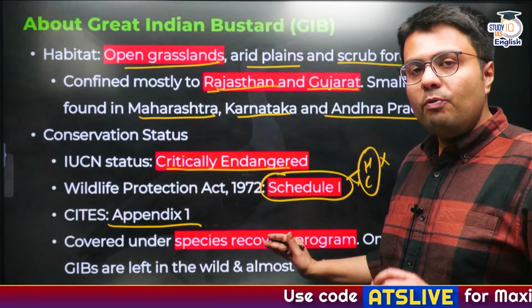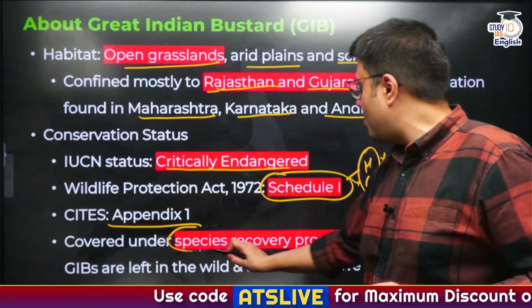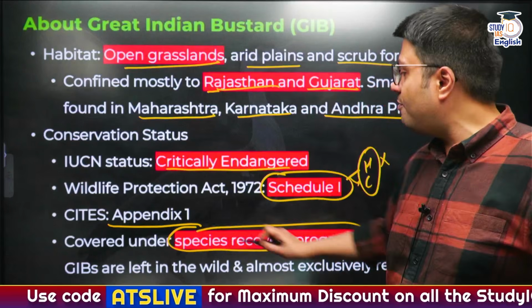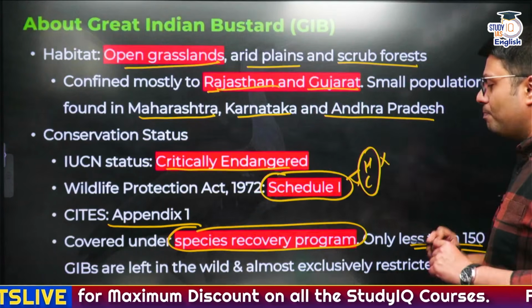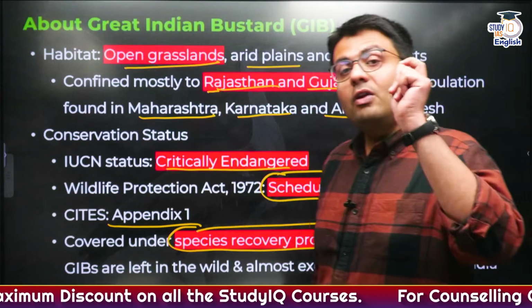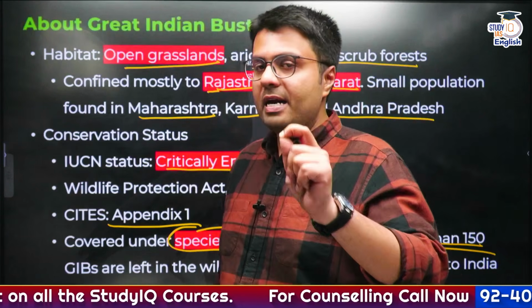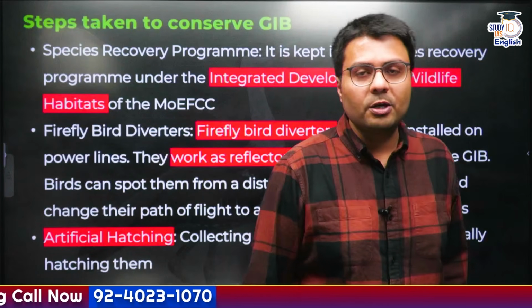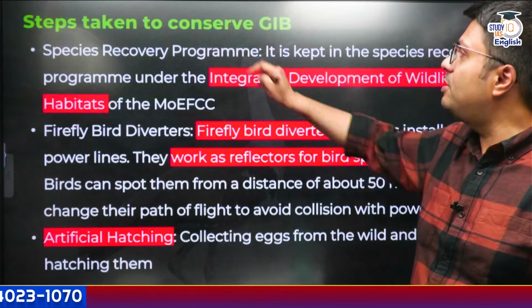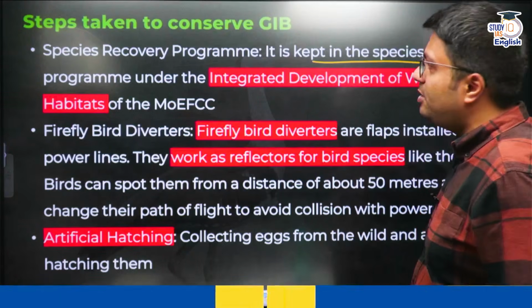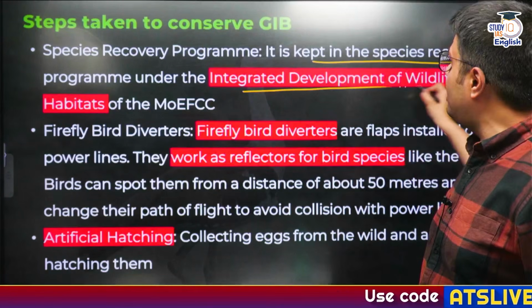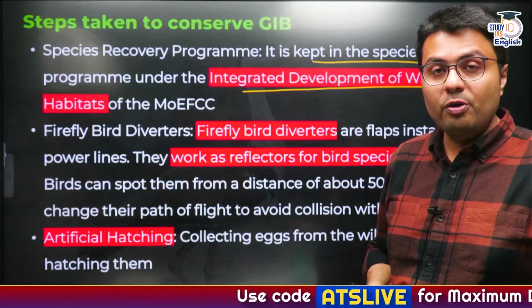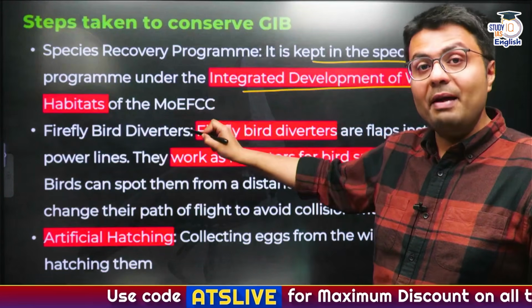Now, they are also covered in Indian government species recovery program. Why are they covered in species recovery program? Because less than 150 number are left in the wild, and almost all of them are located in India. So what are the conservation efforts done by the Indian government? Let us look at that also before we wind up our today's discussion. As I told you, they are a part of species recovery program, which means they are kept in species recovery under the Integrated Development of Wildlife Habitats program of the Ministry of Environment, Forest and Climate Change.